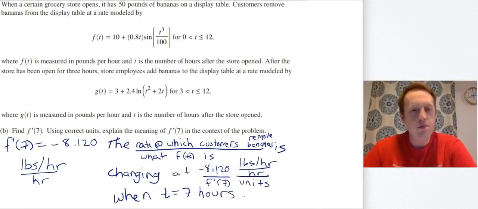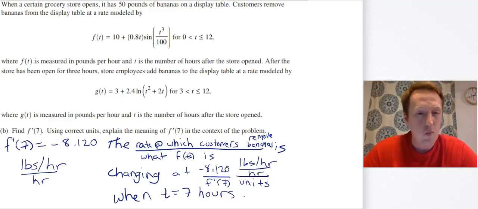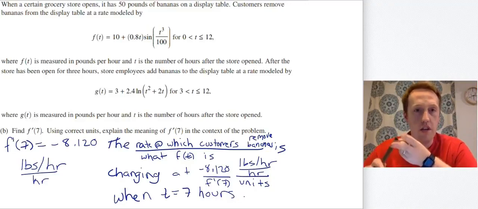So then the whole explanation would be: the rate at which customers remove bananas is changing at negative 8.120 pounds per hour when t equals 7 hours. So that's our full explanation using correct units. So just make sure that when you're talking about derivatives, you're talking about how something is changing, include the number with the unit, and what time you're talking about.